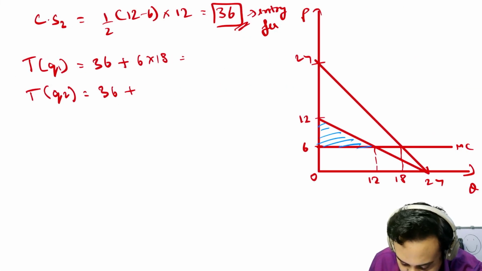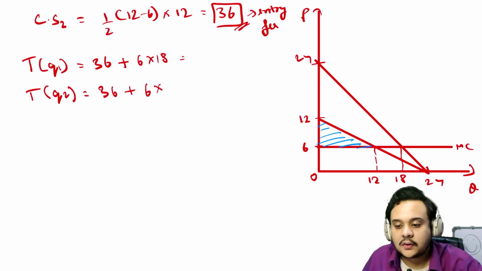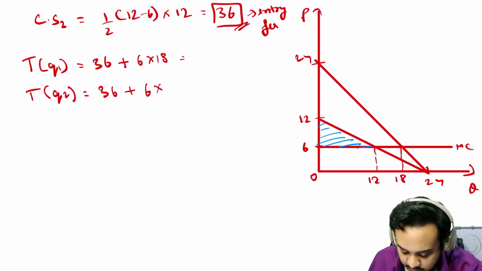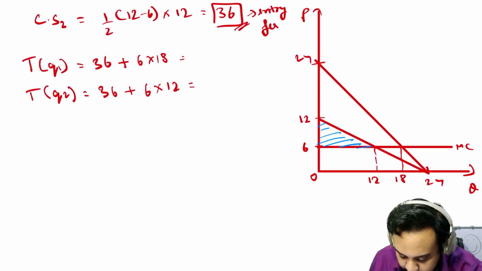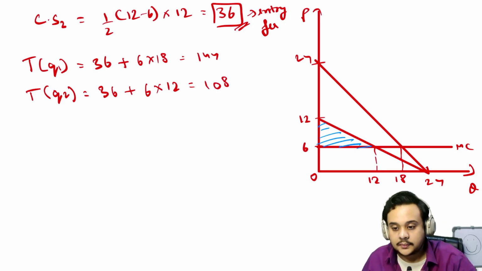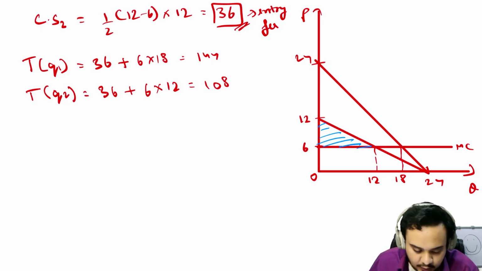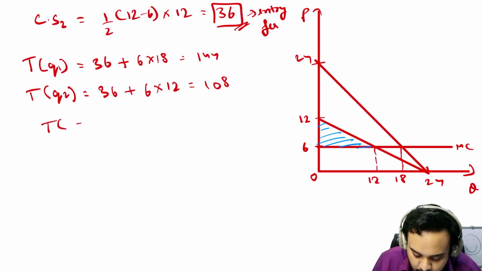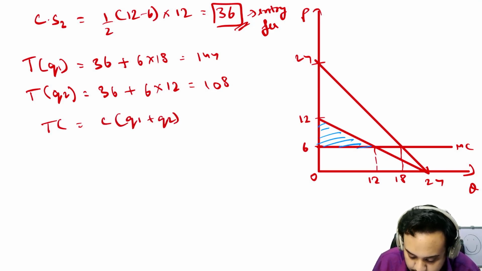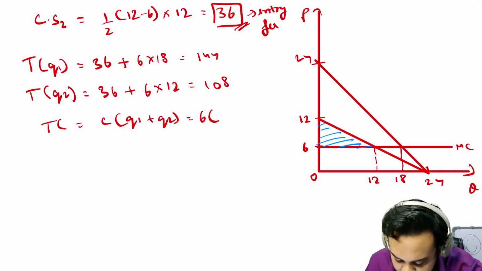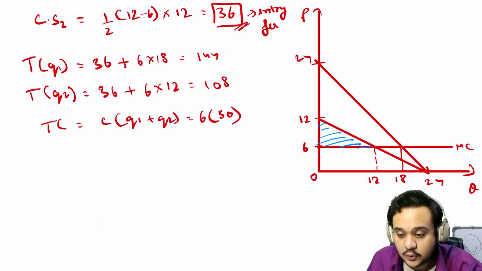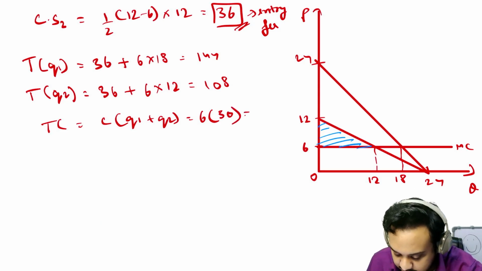The prices were obviously equal to the marginal cost, so you could have seen that from there also. 6 into 12. So that is 108, and that is 144, and this is going to be 72, so this is 108. Very easy. You can also find the total cost. Total cost is cost into total quantity, Q1 plus Q2, 6 into 18 plus 12, so into 30. Total quantity is 30, and 30 into 6 is 180.